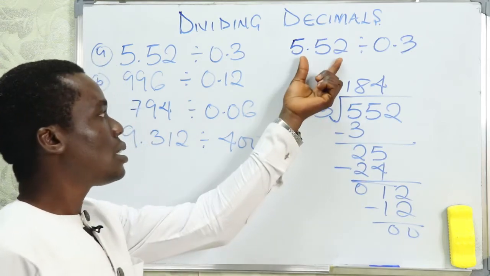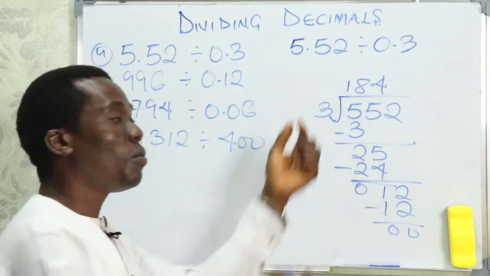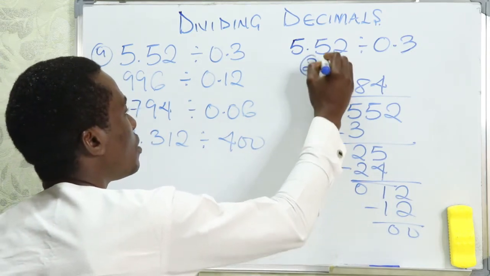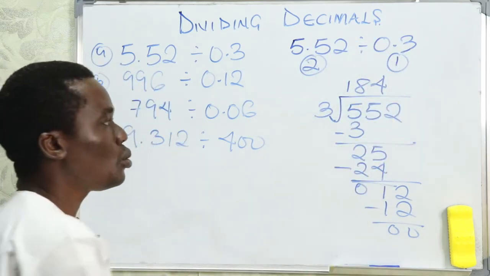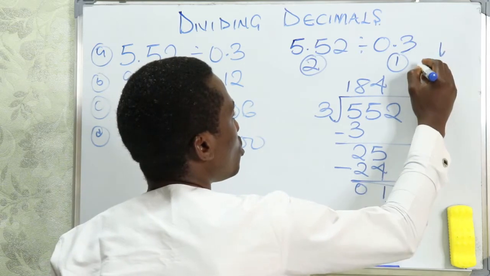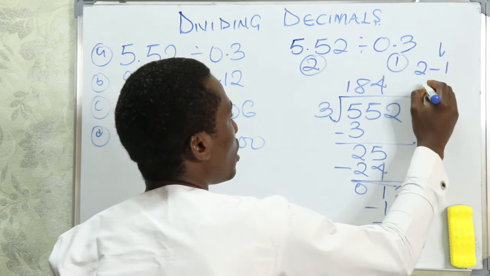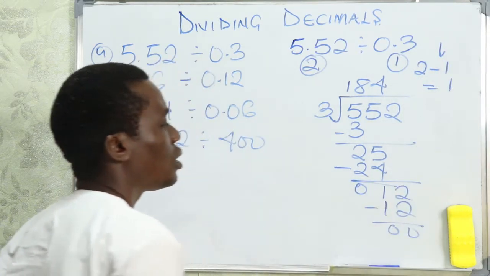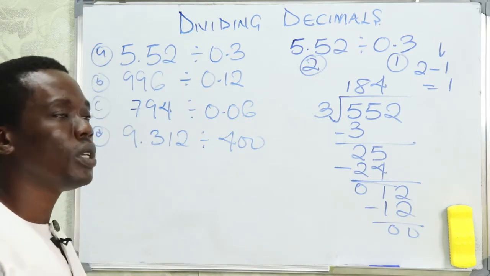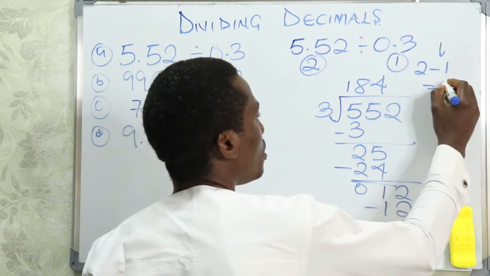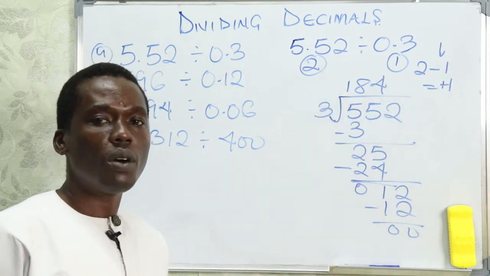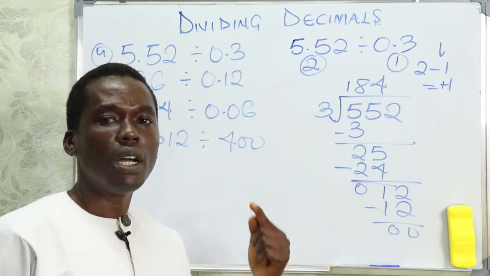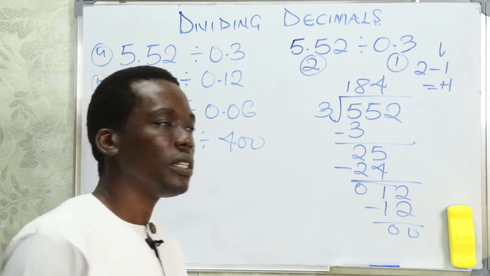Now after this decimal point, you have how many numbers? 2 numbers. And after this decimal point, you have 1 number. So what we are going to do is the 2 minus the 1. That will give us what? 1. So that is a positive 1. So all you simply need to do is to count the decimal place. You have 1 number after the decimal place.